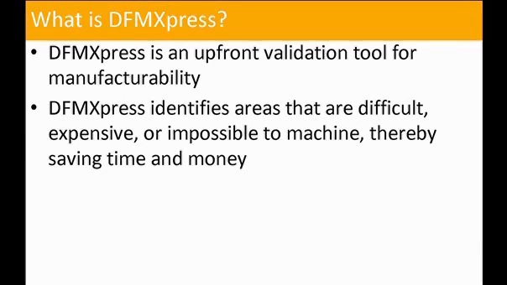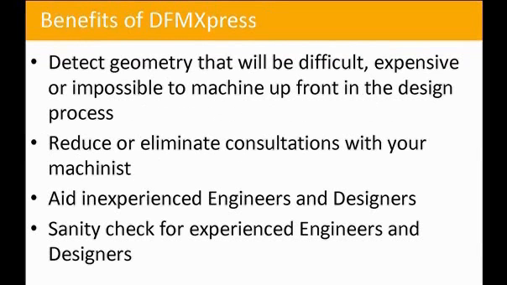DFMXpress is an upfront validation tool for manufacturability. It will identify areas of a product that are difficult, expensive, or impossible for the manufacturing process, thereby saving time and money. DFMXpress provides benefits in that it can help you detect geometry of a product that will be difficult, expensive, or impossible to manufacture during the design process, so that it will reduce or eliminate consultation with your machinist.